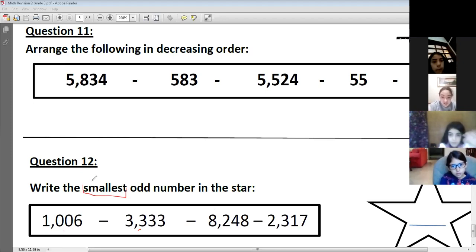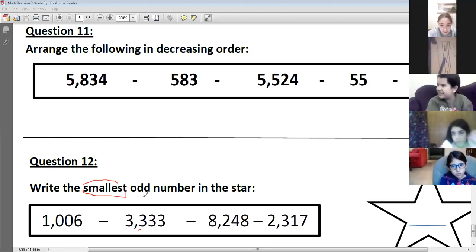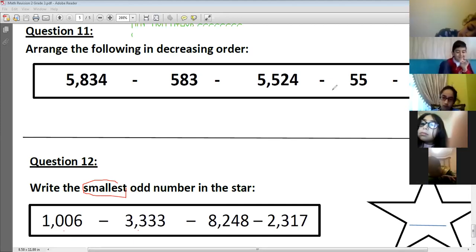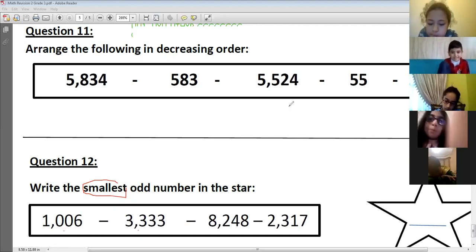It must be the smallest and odd. Can you underline the odd numbers first? Underline the odd numbers first. Excellent, Lana. I can see your work. The odd numbers, not even. Underline the odd numbers, and then we will choose the smallest one, okay? Yalla, Jude. Jude, do you want me to help you? Okay, tell me, which are the odd numbers? Read them for me.